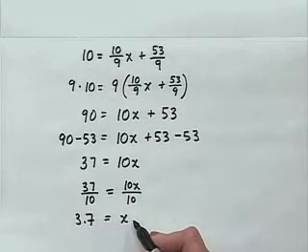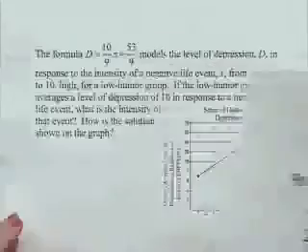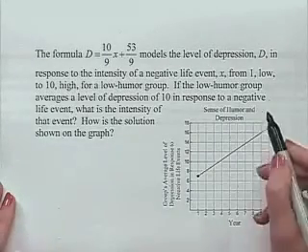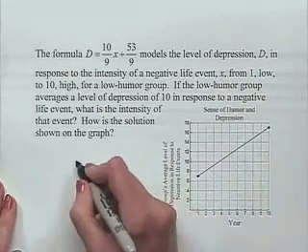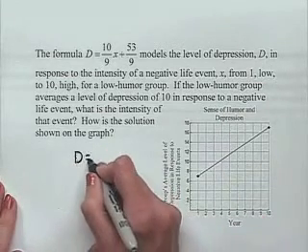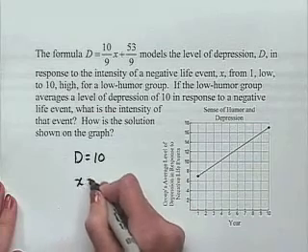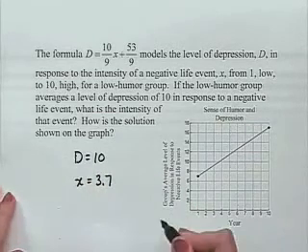Now let's go back to the problem to see what we found. The x in the problem was equivalent to the intensity of a negative life event. And we came out with the following. We had that D was equal to 10, and we had that X was equal to 3.7.